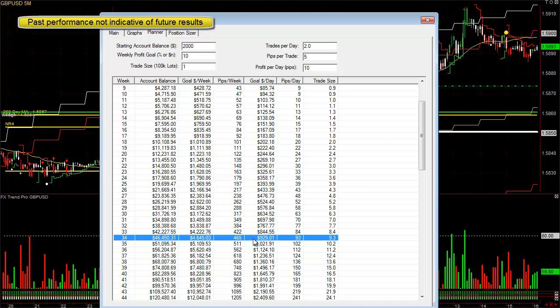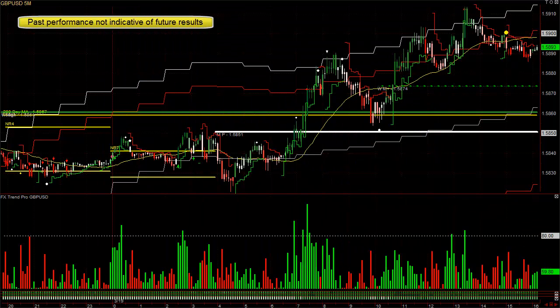And your goal per day under this method is $929. So a lot of people will be happy with that on an income basis. Obviously, we're talking hypotheticals here, but the trade analyzer planner shows you that 10 pips per day allows you to do amazing things with your money.